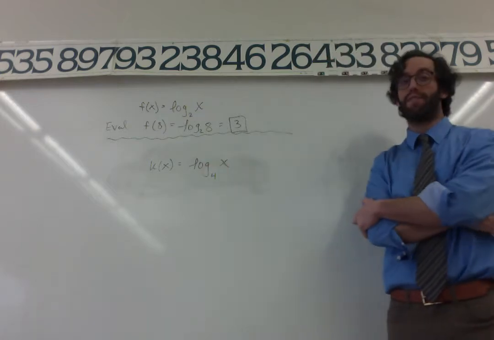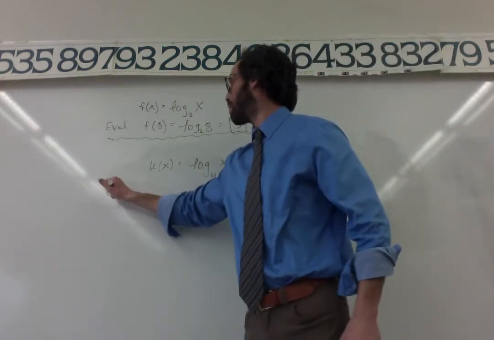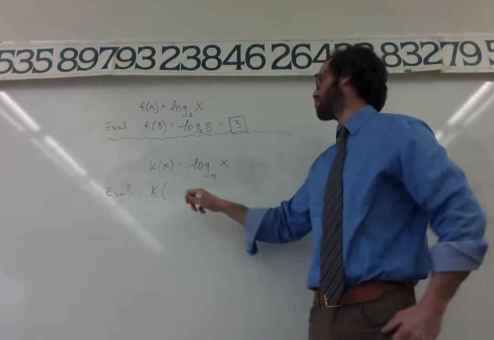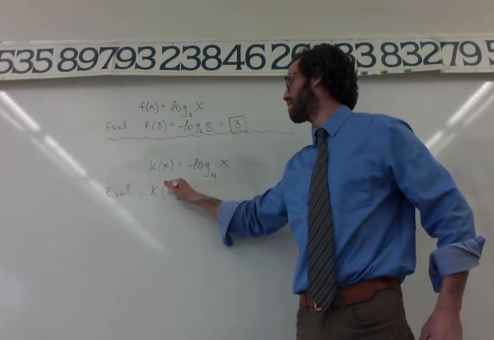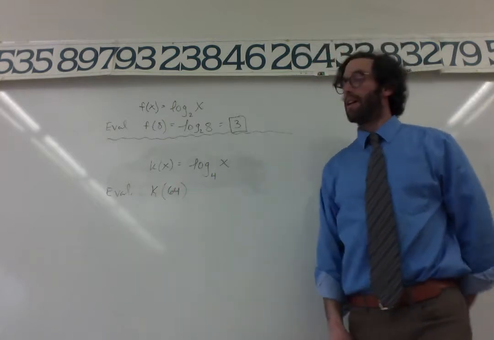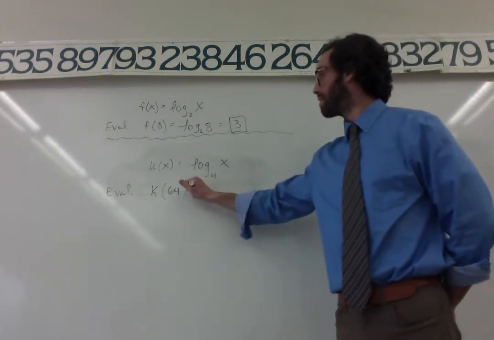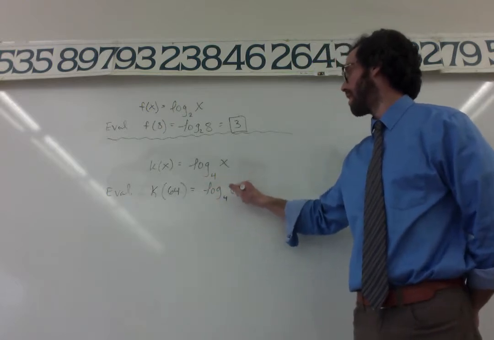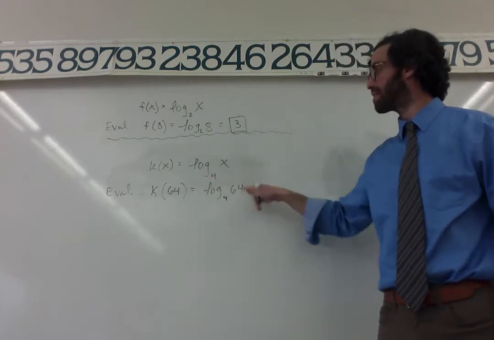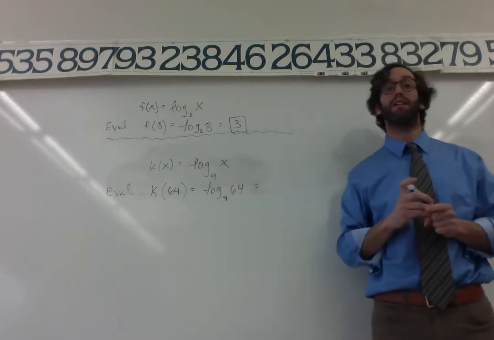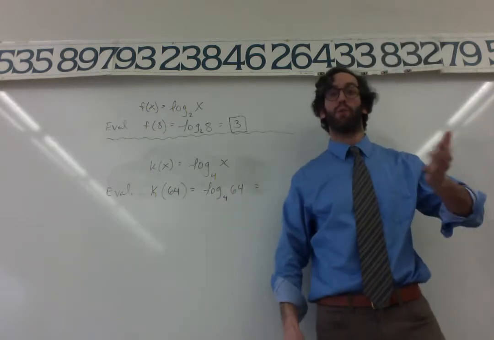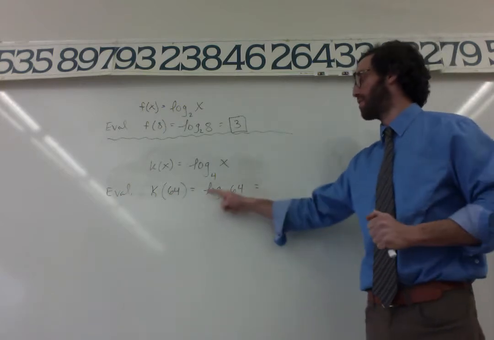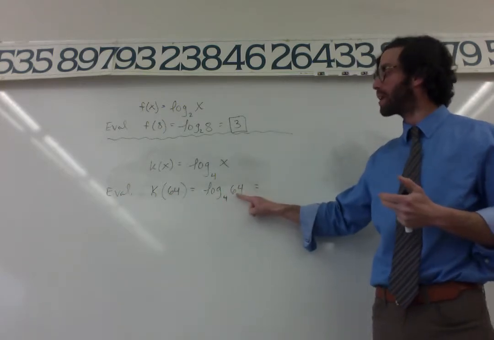And say I asked you to evaluate a few problems. Let's say we did, first of all, let's just do an easier one. Let's say k of 64. All right, so this would mean we would be, as always, just replacing the x with the 64. And think about what this means. Log base 4 of 64. That doesn't mean 4 to the 64th power equals what? That's the exponential. The logarithmic expression here means 4 to what power equals 64.